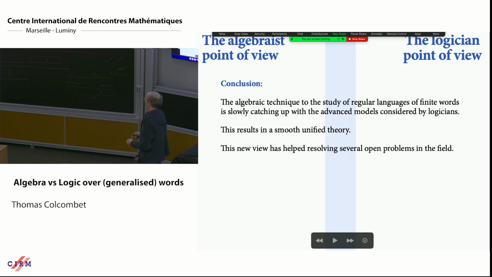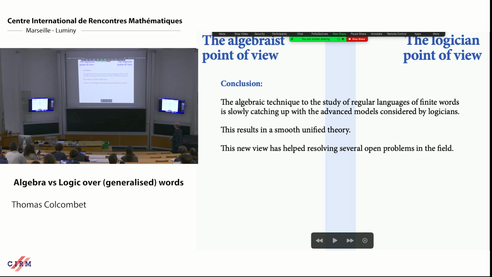You even understand better what's happening on finite words once you know that. And this helps resolve problems, say from logicians, by algebraic techniques, but there are also other relations that I did not mention. So what next is the question. I wanted to end with some open problems.